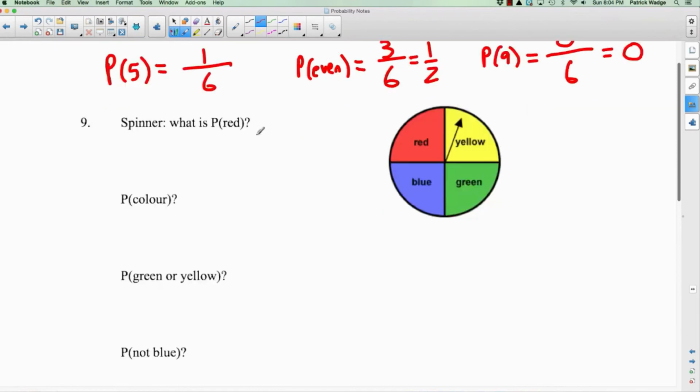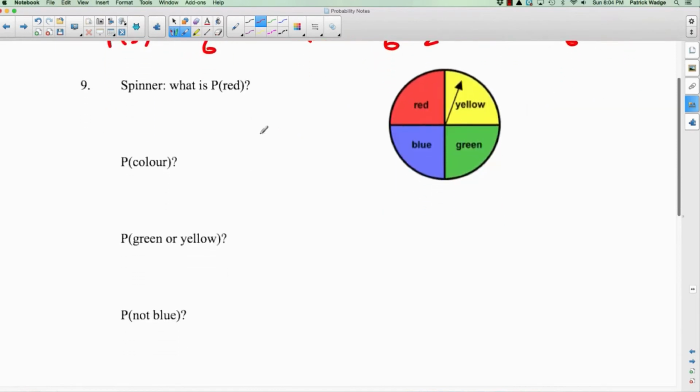All right, spinners. So here's our spinner right here. If I was to spin this spinner, what's the probability of getting red? How many total outcomes are there? There's red, there's yellow, there's green, there's blue. There's only 4 outcomes, so that's my bottom number. How many of those are favorable? In other words, how many of them are red? Only one of those sections is red. 1 out of 4 is our answer, or 25%, or 0.25.